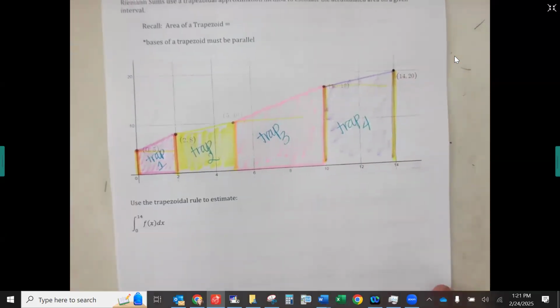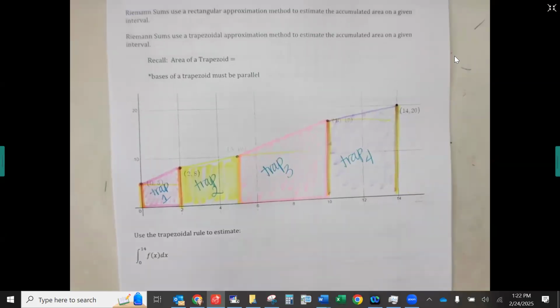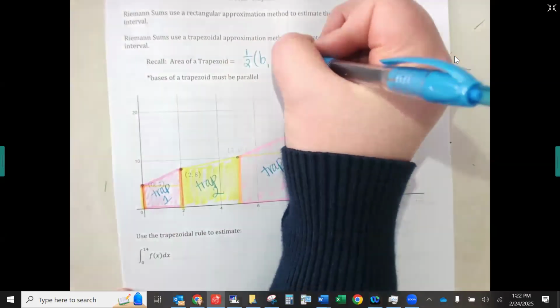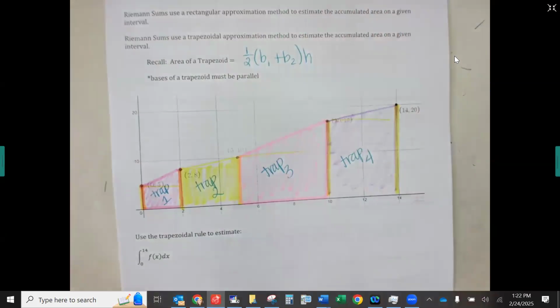Okay, so how do you calculate the area of a trapezoid? One half base 1 plus base 2 times height. Remember that whichever sides are parallel, those are the bases. What you should notice is that for your trapezoids, the two parallel sides are the y values. So when you do area with the trapezoidal rule, your bases will be the y on the left and the y on the right.